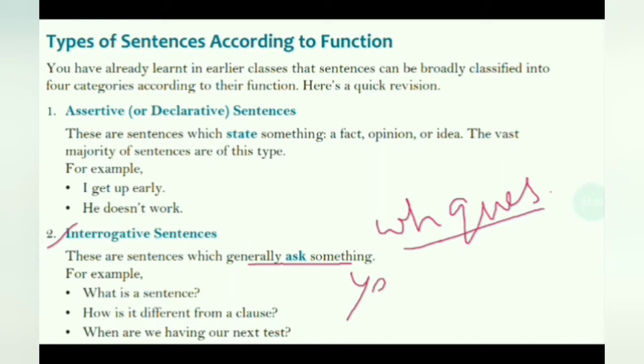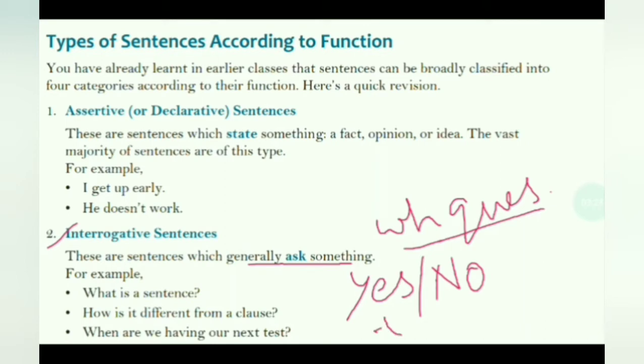Next one is yes-no questions. The questions that are created by bringing the helping verb before the subject. Like, is it your pen? Here the helping verb is comes before the subject it. So it's a yes-no question, and the answer is only yes or no.